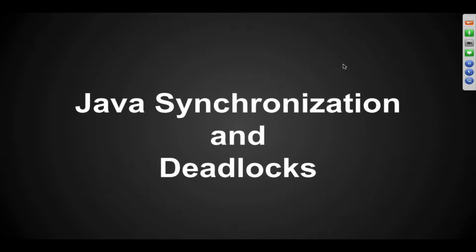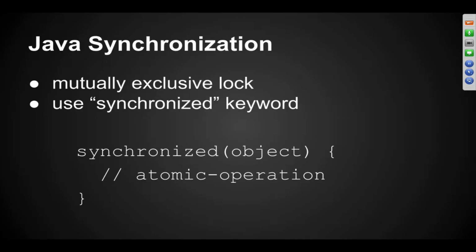Today we're going to talk about Java synchronization and deadlocks. So what is Java synchronization? Basically, it's a way for you to get a mutually exclusive lock on a resource. And the way that you do the synchronization is by using the synchronized keyword.